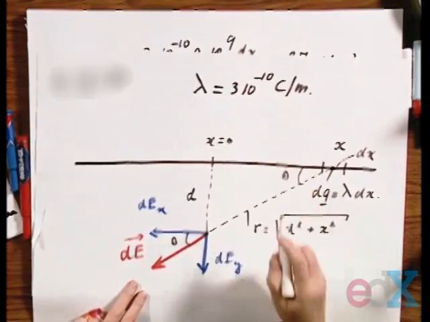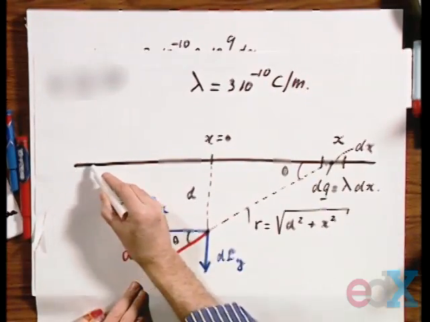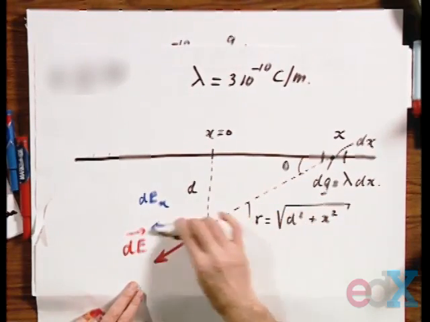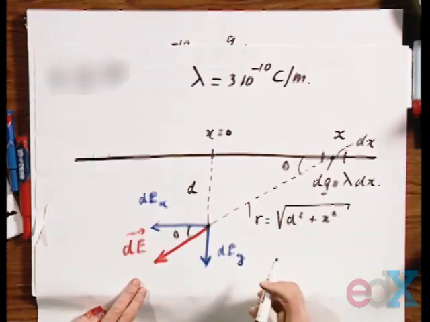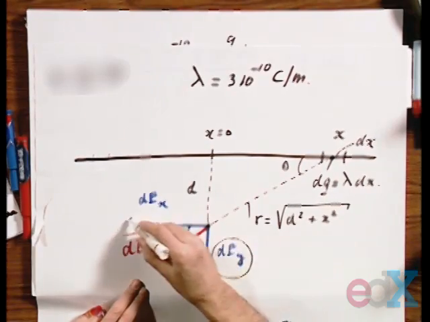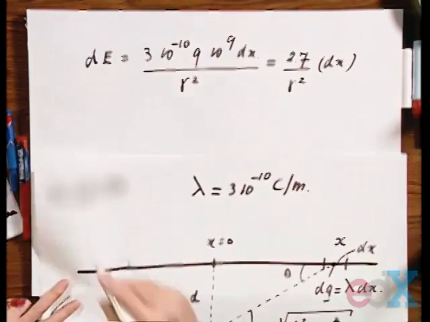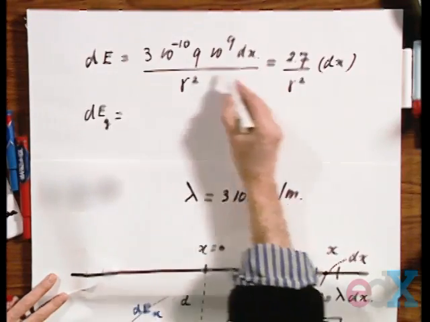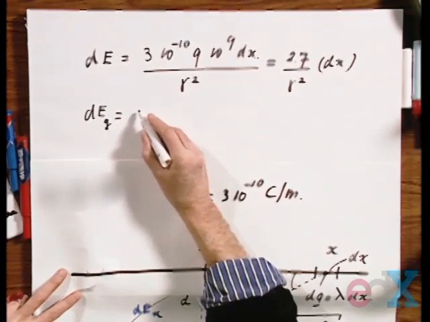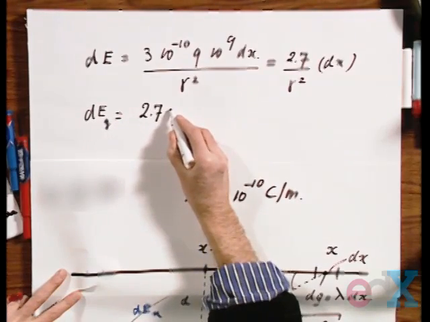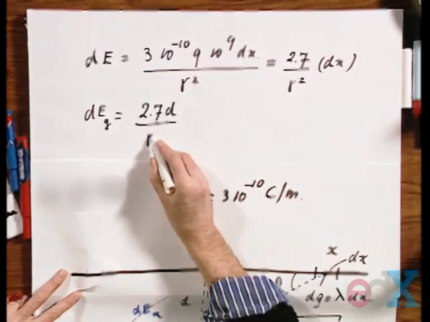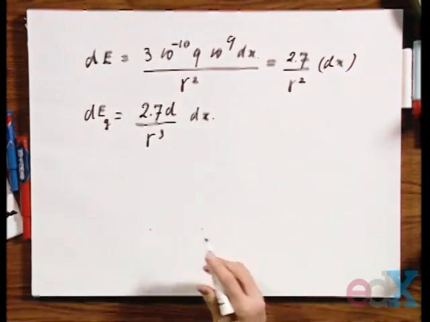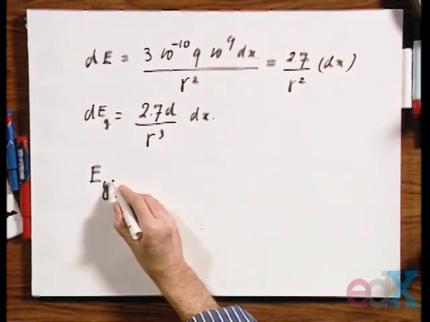That's the magnitude. Now clearly, if you add up all these elements here, there cannot be any net vector in the x direction. They will all cancel out. So the only one that survives is this one. So I don't even bother about the x direction. So I only calculate dE in the y direction. That, of course, is this value times the sine of theta, and I find then 2.7 d divided by r cubed times dx.